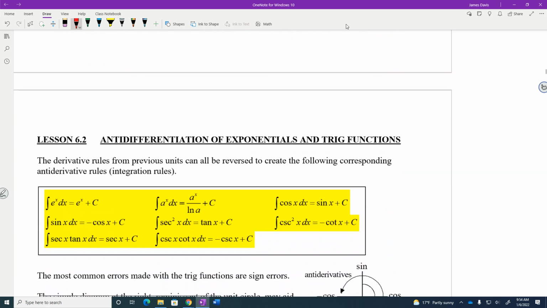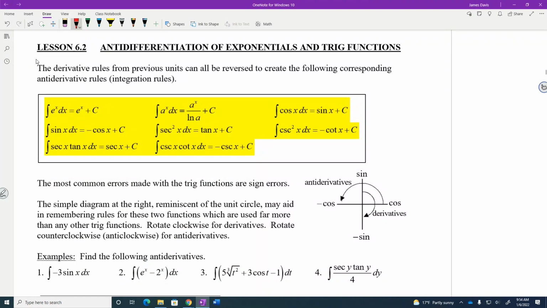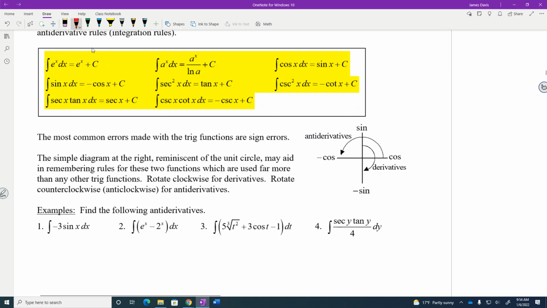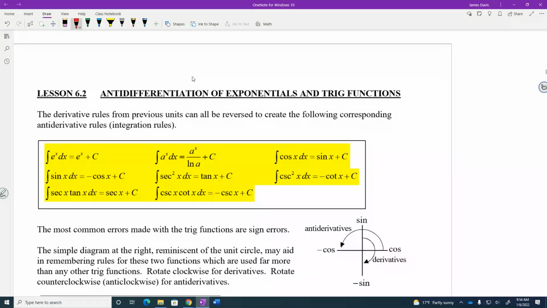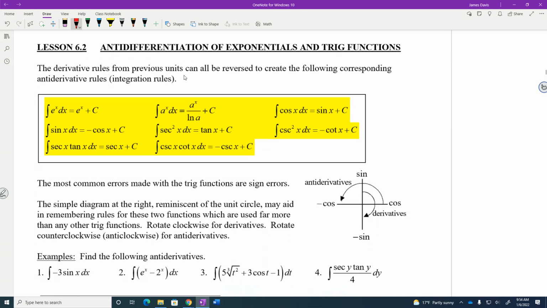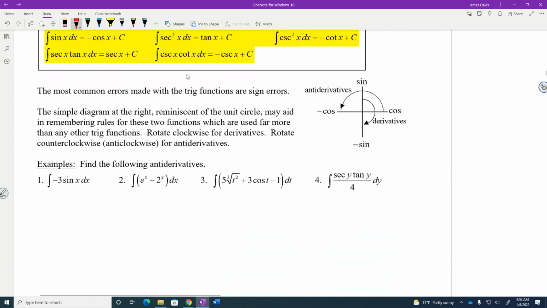The next section is super small. You guys probably could have even done this on your own yesterday. It's just giving you some integrals and their answer. Okay? So it's just a table of some integrals. It's just the exponentials and trig functions.